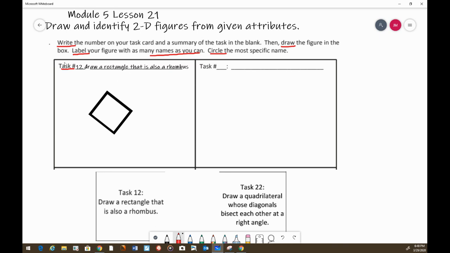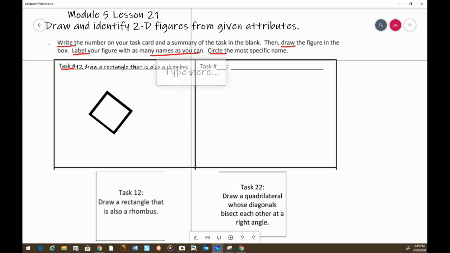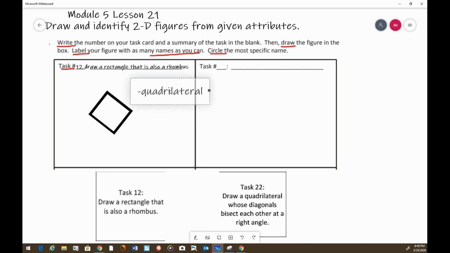Now that's number 2. Task number 3: label your figure with as many names as you can. Oh man, we can do that. I know you can do that. That should be easy for you now because you've been practicing all this. However, if it's not easy, let's try it together. That is a square and it's also a rectangle. It's also a rhombus. But also it has 4 equal sides. What we call a quadrilateral.